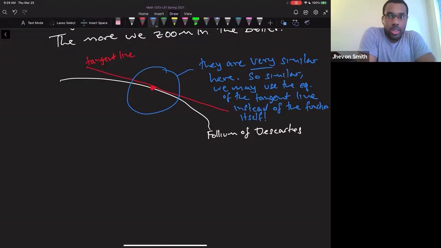So this is another power that calculus gives us. We can have functions that are very important to us that we really want to be able to study, but they're hard to handle because we don't have a formula for them. However, if we're able to find a tangent line to points where we care about on that function, then we could literally use the equation of the tangent line instead of the equation of the function itself.